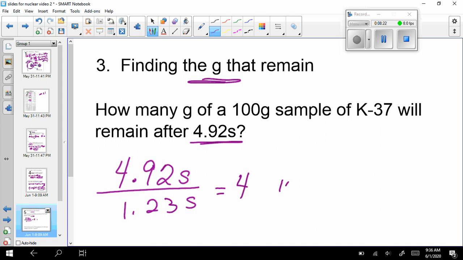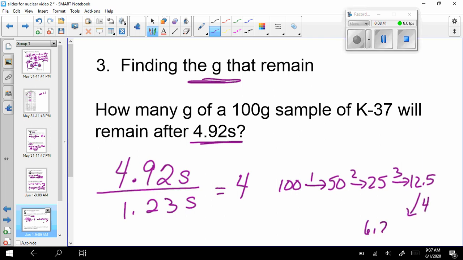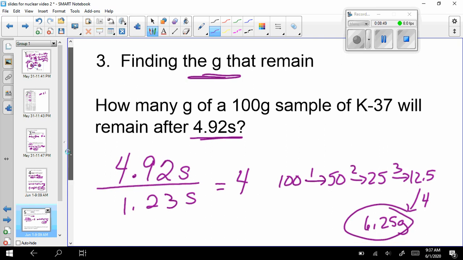I start with 100 grams and I need to break it down 4 times. So after 1 half-life, I would have 50. After 2 half-lives, I'd have 25. After 3 half-lives, I'd have 12.5. And after 4 half-lives, I'd have 6.25 grams. There's my answer. So I figured out how many half-lives and I did that many arrows and that told me how much.